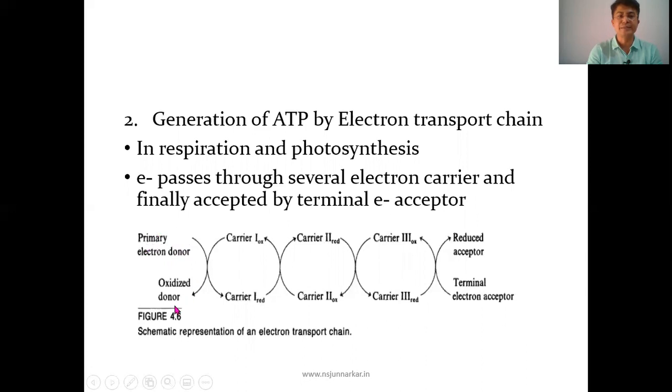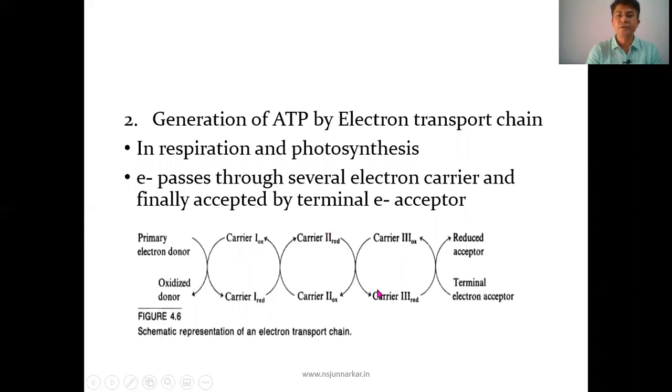When it is oxidized, the electrons from the electron donor are accepted first by the primary carrier, the first electron acceptor, which gets reduced. This transfers the electron to another carrier and itself gets oxidized, whereas the second carrier gets reduced. The reduced second carrier then donates electrons to the third carrier, which in turn gets reduced, and the second electron carrier gets oxidized.